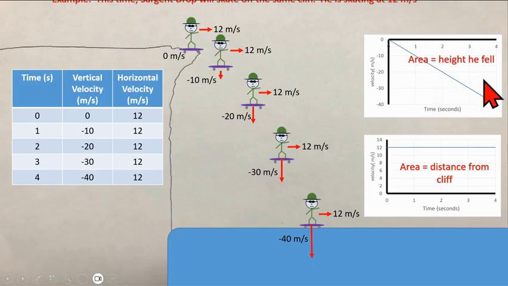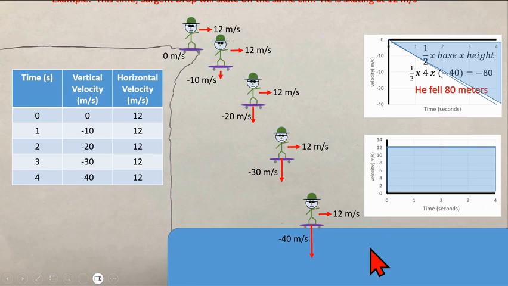Okay, so we saw the vertical velocity graph before. We know that the area is equal to the height that he fell. Now we have the horizontal velocity, and that's just a flat line because it's not changing. It's 12 the whole time. But the area of this graph is going to equal how far he is from the cliff. And you can see that this graph is just a rectangle, right? And so we got 80 meters for the height of the cliff.